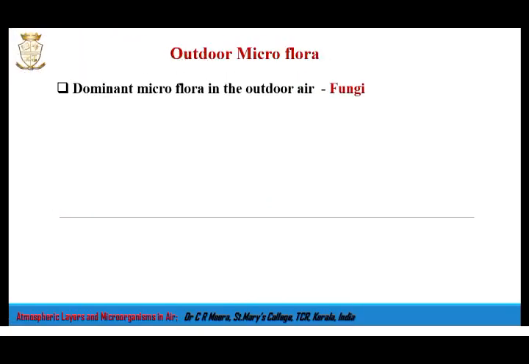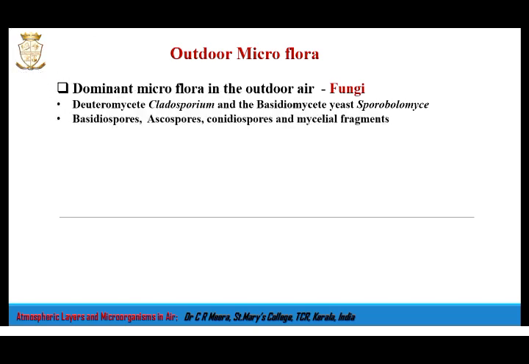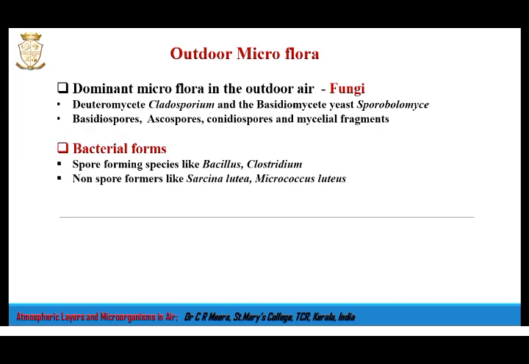The dominant microflora in the outdoor air are fungi. Two of the most common fungi include the Deuteromycete Cladosporium and the Basidiomycete yeast Sporobolomyces. Other common fungal forms include Basidiospores, Ascospores, Conidiospores, and mycelial fragments. Bacterial forms are also found in outside air. The common forms include spore-forming species like Bacillus, Clostridium, and non-spore formers like Sarcina lutea, Micrococcus luteus, and non-pathogenic species of Corynebacterium and coliforms.